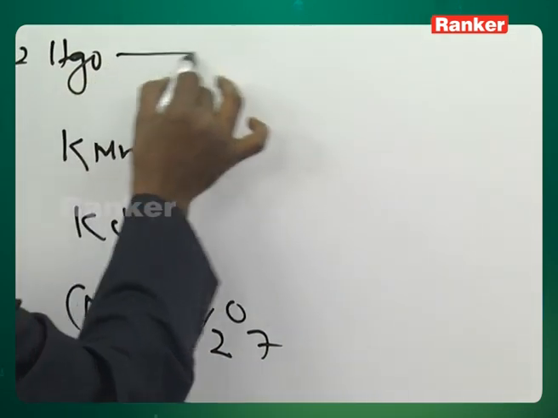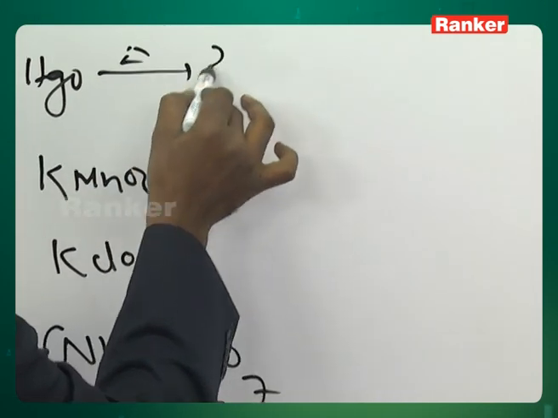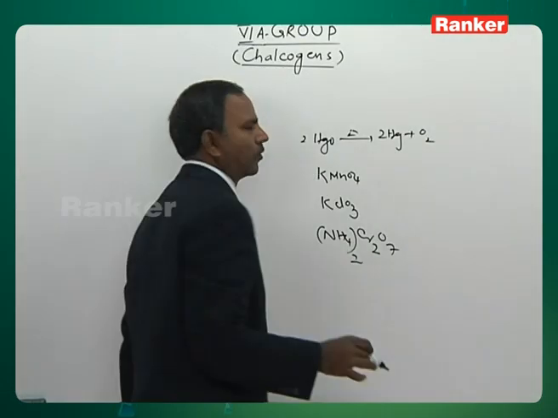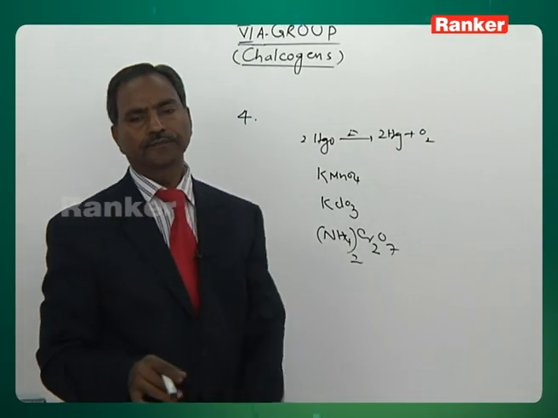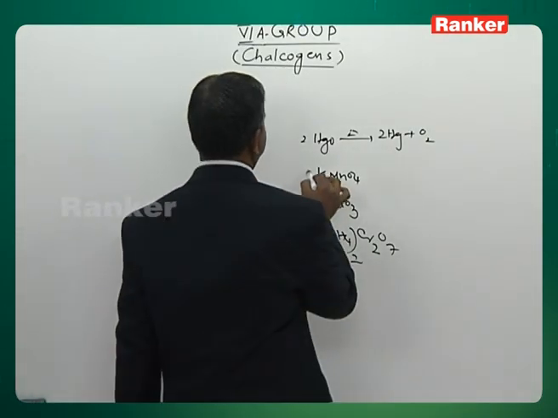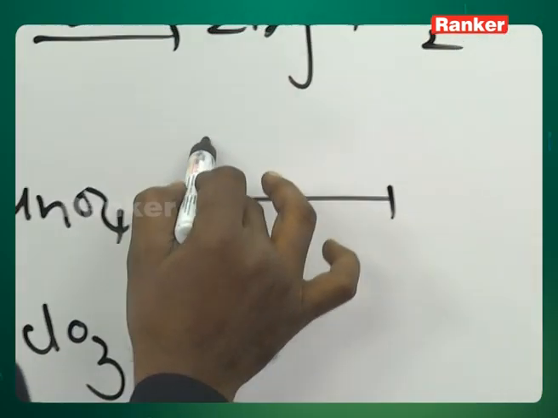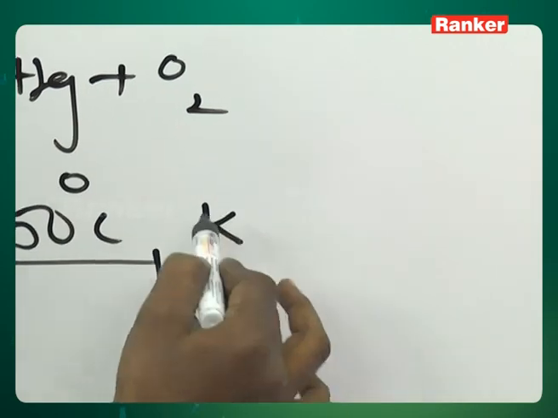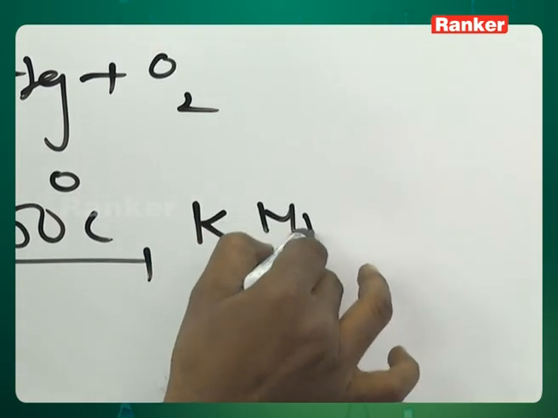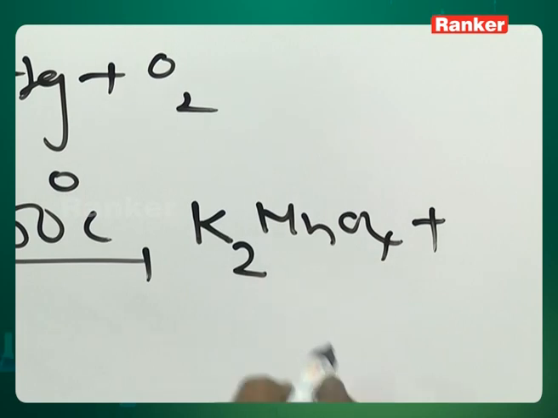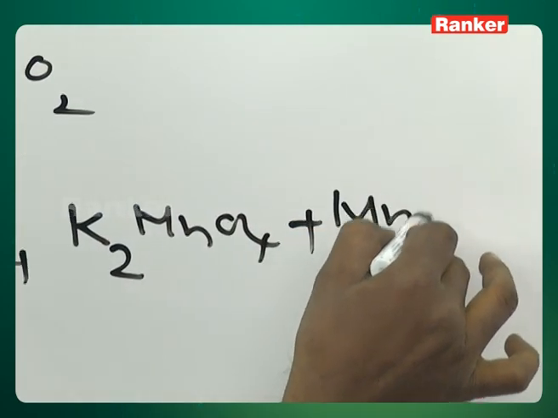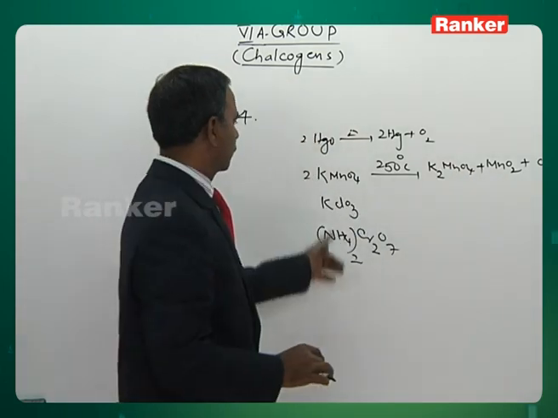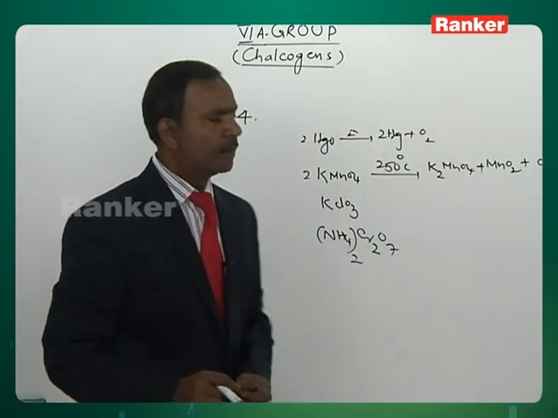So this particular HgO on heating, yes, you are getting 2Hg and oxygen liberating. One of the methods of preparation of oxygen is this one. Coming to KMnO4, just now you have seen this on heating to 250 degrees centigrade. Yes, you are getting what? K2MnO4, MnO2 and oxygen. See, oxygen you are getting on heating of KMnO4 also.